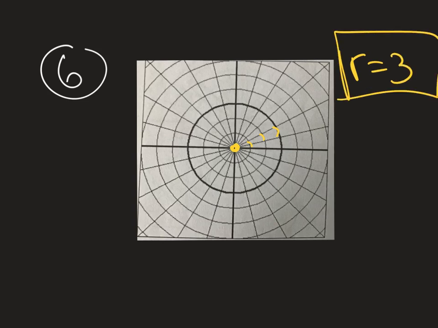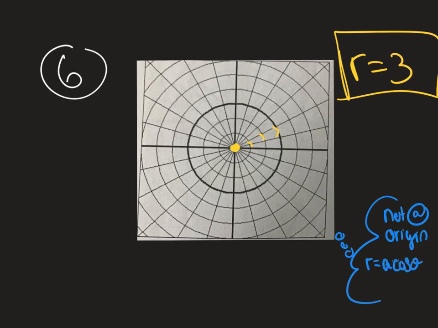Now, if this circle had not been centered on the origin, then we would have had r equals a cosine theta, oh, hang on, I forgot the a out front, or r equals a sine theta. But that's only when the center is not at the origin. When the center is at the origin, it's just r equals and what ring you're on. Okay, let's do another one.